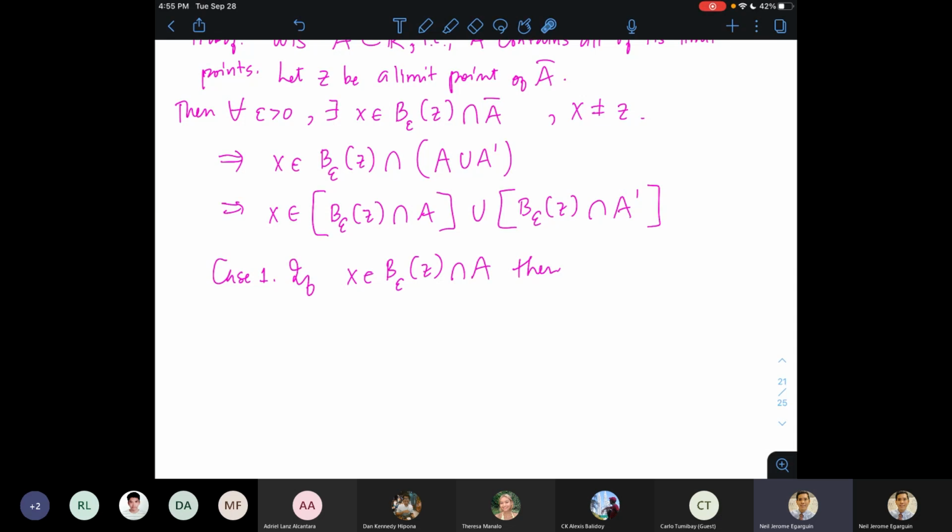Huwag niyong baliwalain yung plus 1 sa problem set. Ang problem set natin usually up to 50 lang. So, ibig sabihin, ang isang tamang sagot per lecture is about 2% na.